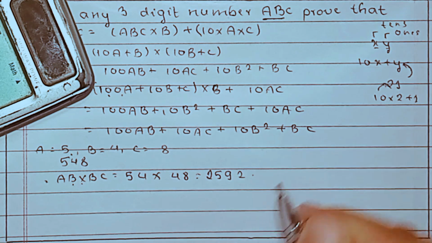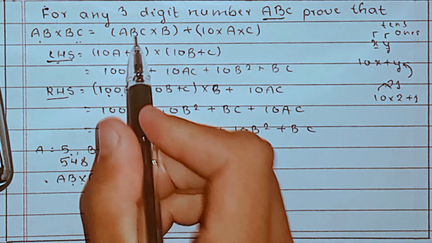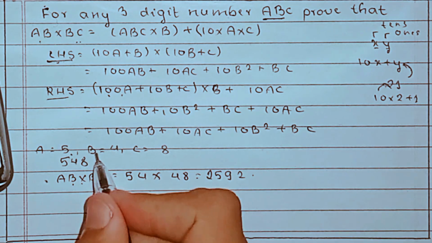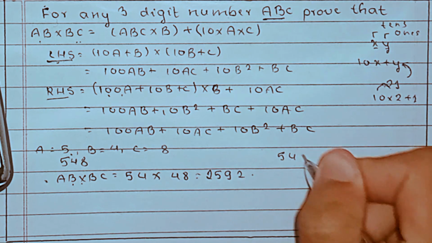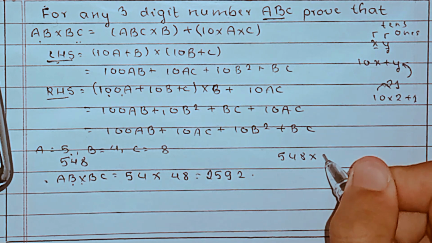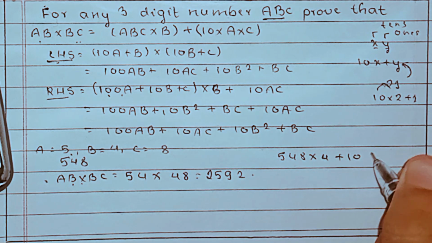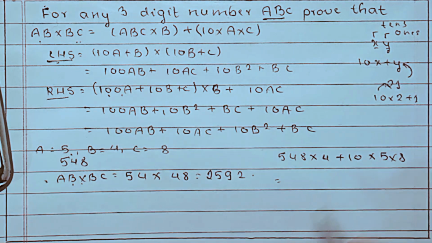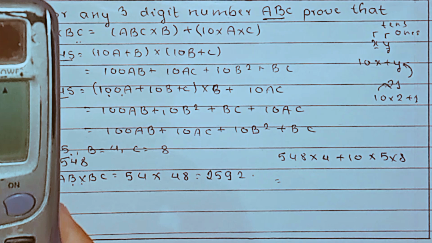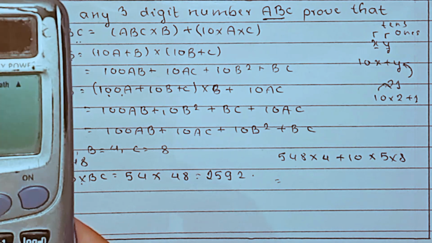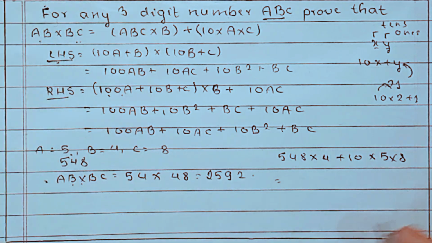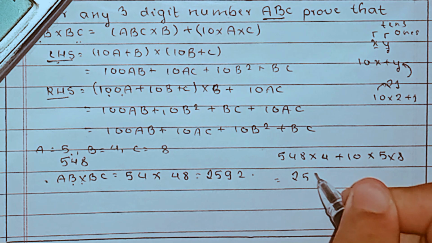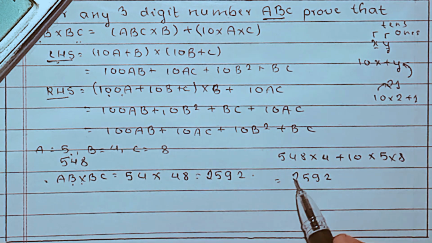2592. And now ABC into B, ABC which is 548 into B which is 4, plus 10 AC, 10 into A into C, 5 into 8. So we will add this: 548 into 4 plus 10 into 5 into 8, we will get 2592. So you can see that whatever the number is, we can prove this question very easily.